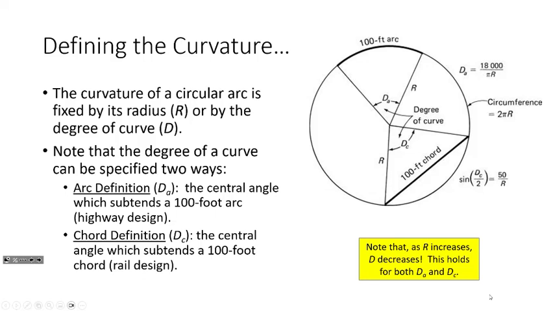Now, the chord definition is most likely used from a rail design standpoint. We're going to use DA, which is from a highway design standpoint, okay? So whenever I use the term D in here, I'm referring to DA, the arc definition, the angle subtended by a 100-foot arc, not by a 100-foot chord, okay? Does that make sense? Everybody okay with that? And keep in mind that as your R increases, the degree of the curve decreases. Because as that radius gets larger and larger, the amount of angle that you subtend over 100 feet gets smaller. Does that make sense?